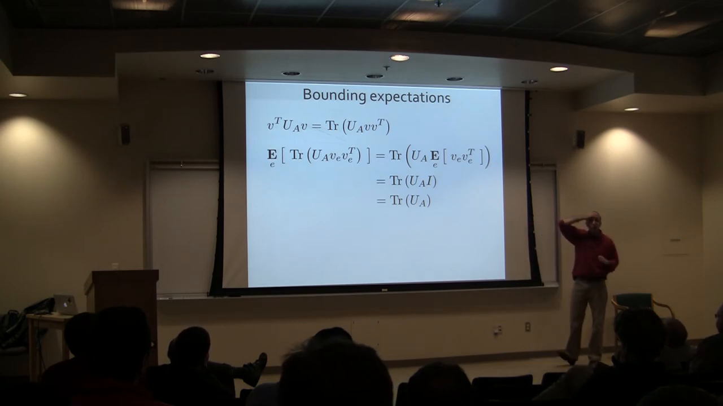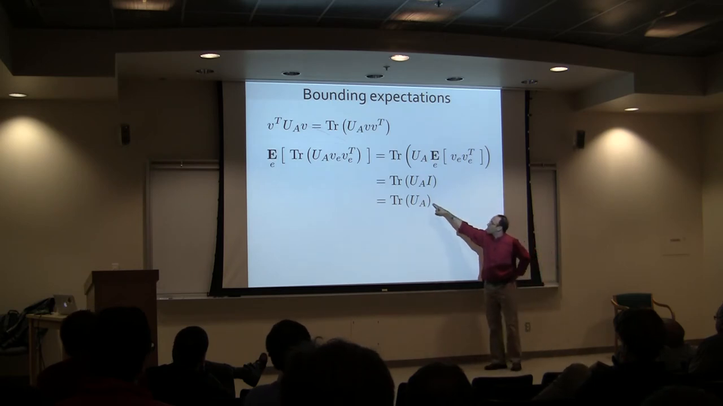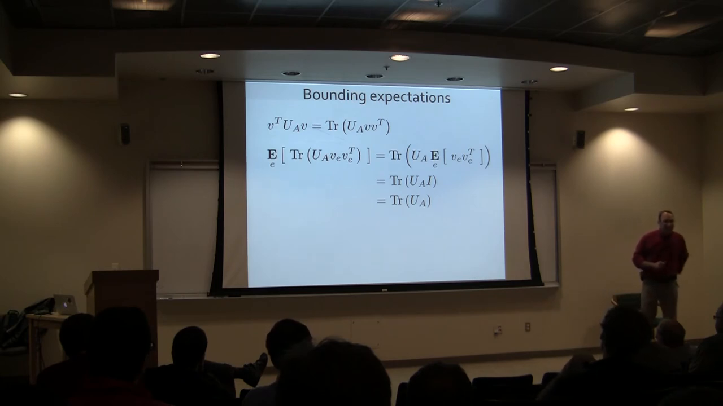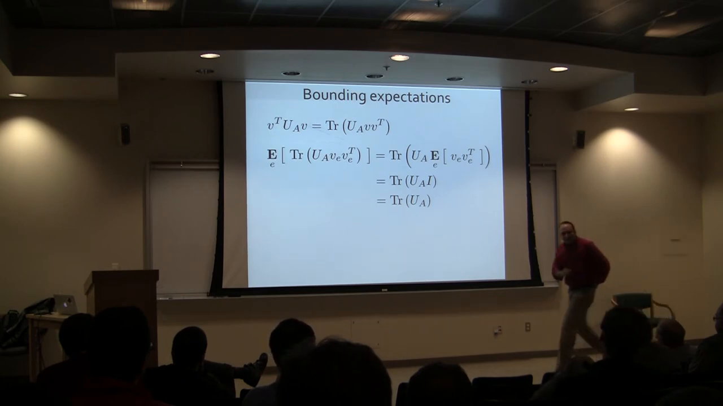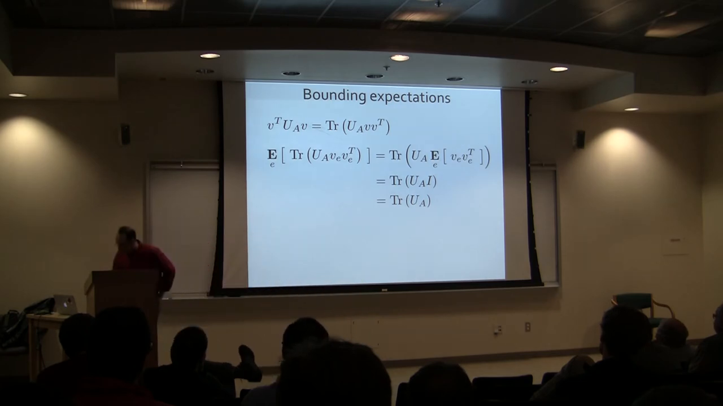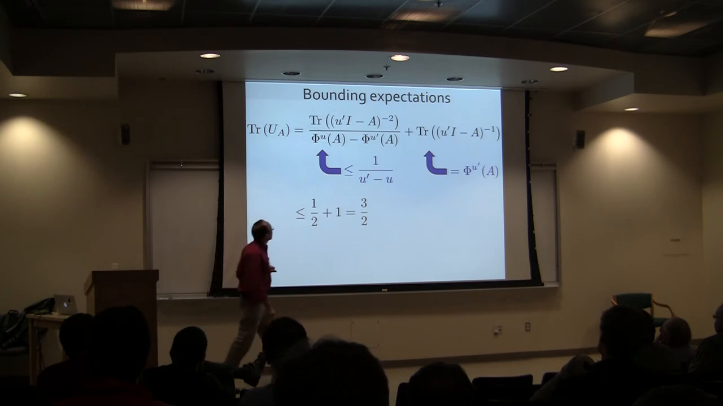Oops, I dropped a 1 over m here, I'm sorry. Should have had a sum there. Anyway, you basically get that the expected value of this upper barrier quadratic form is just the trace of that upper barrier matrix. And then we were lucky again. The trace of that matrix has an incredibly clean expression. I'll just show it to you. I ran through the expression before, but now let me show you what it was.